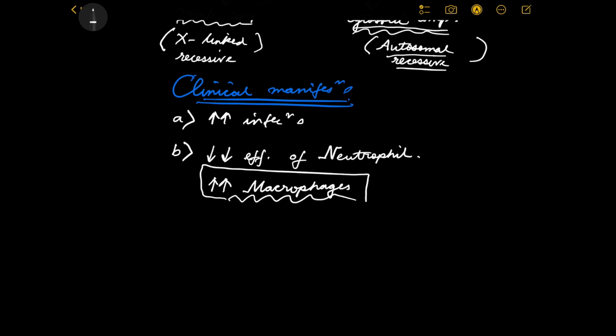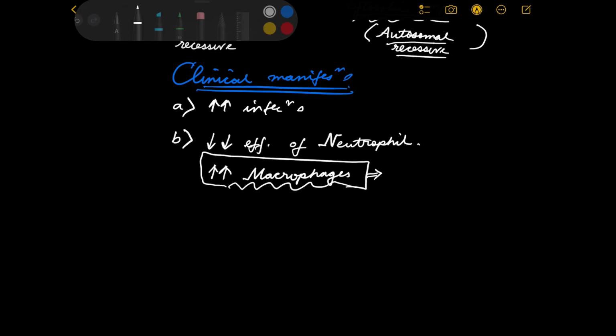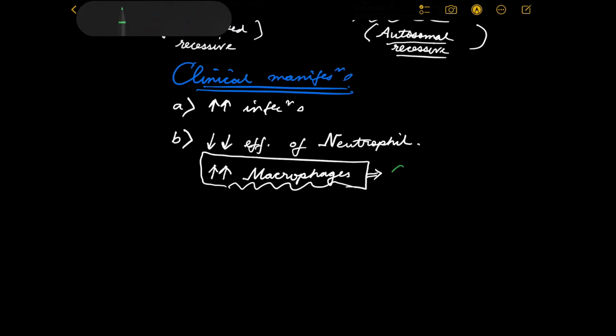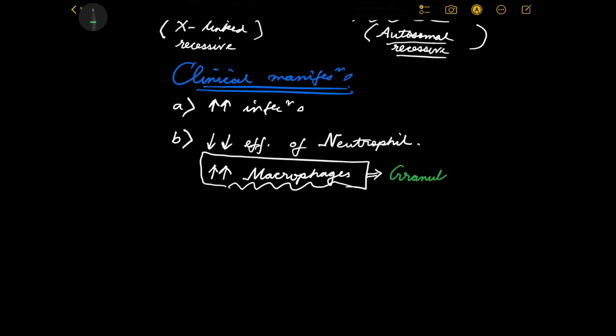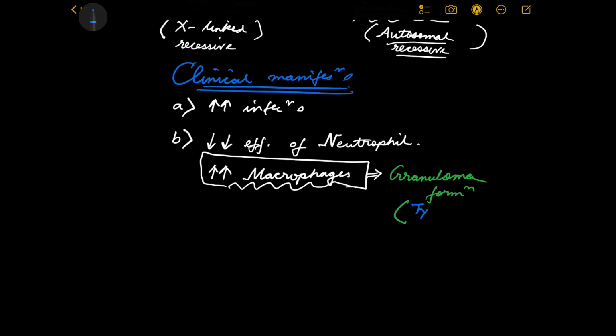Macrophages are actually related to something called granuloma formation. We will see this later when we talk about hypersensitivity reactions in immunology. Granuloma formation is an example of type 4 hypersensitivity. Anyways, we will talk about this later.